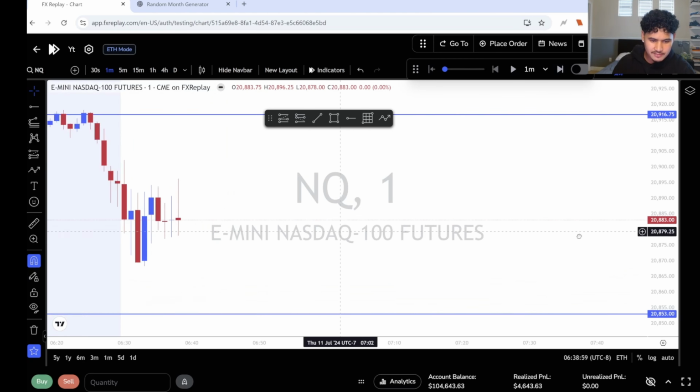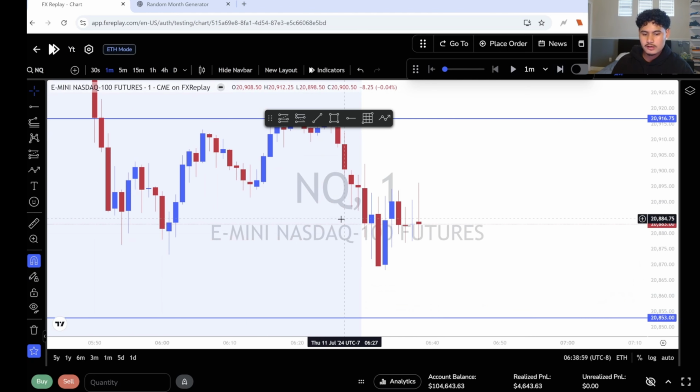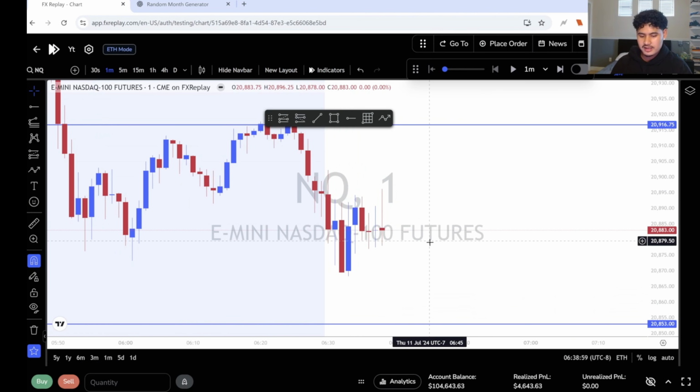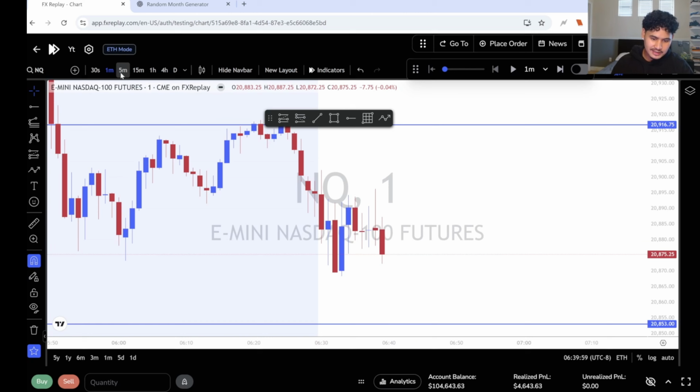Okay, this is very, very choppy. See all these wicks? This is what we don't like. So whenever you see this, just know market conditions are bad, and it's better to just stay out. So it looks like this will hit.